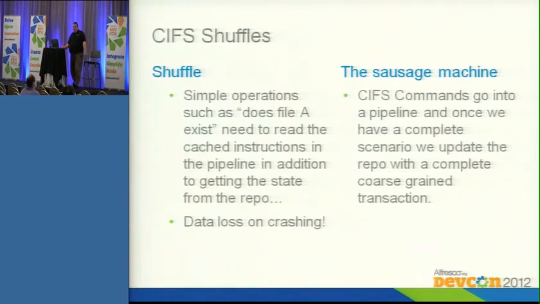So in fact we got this working, but there were a couple of issues with it. The first issue was a simple operation like does file A exist. If you've got a delete command in your pipeline for file A, then suddenly, as well as querying the repository to see whether file A exists, you also need to look in your pipeline to see if there's any delete, and that sort of logic just became quite tricky. Now the final nasty point was if your repository is shut down while you've got commands in your pipeline, then you've lost data. So that was a nasty point and kind of killed that approach.